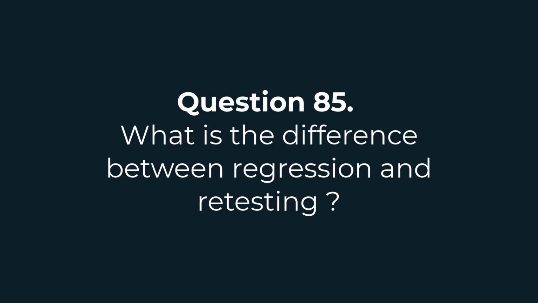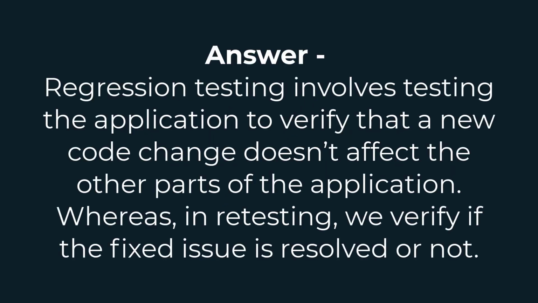Question 85. What is the difference between regression and retesting? Answer. Regression testing involves testing the application to verify that a new code change doesn't affect the other parts of the application, whereas in retesting, we verify if the fixed issue is resolved or not.